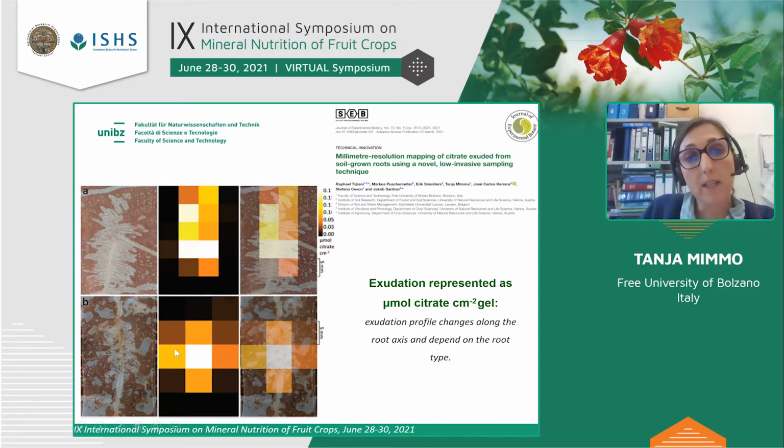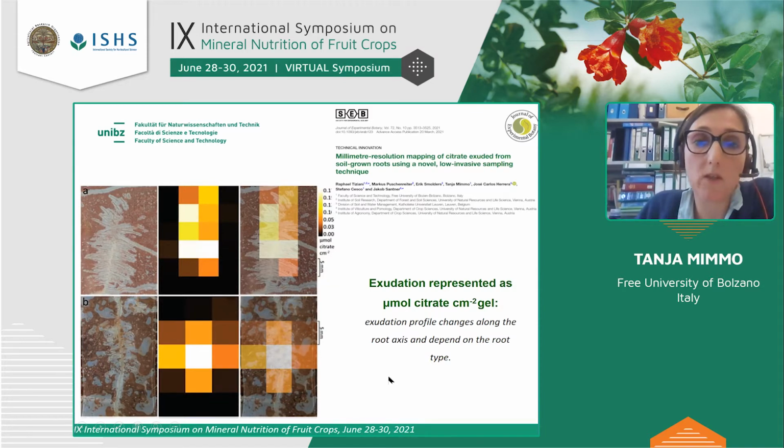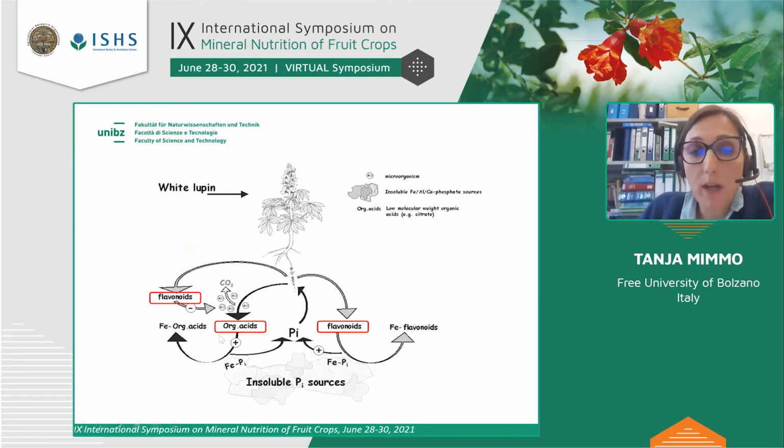So obviously the next steps will be to develop new DGT-based methods for other organic acids, or also for other root exudate compounds or exudate classes. Obviously that will be the next step of our research. But these root exudates, like here we say flavonoids, organic acids, are a plethora of organic molecules. They are released by the plants.